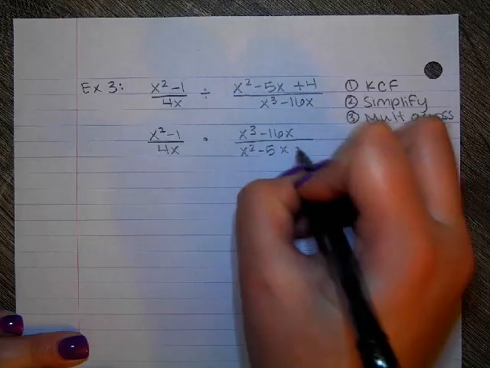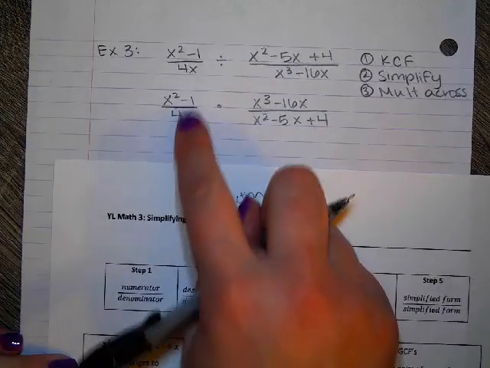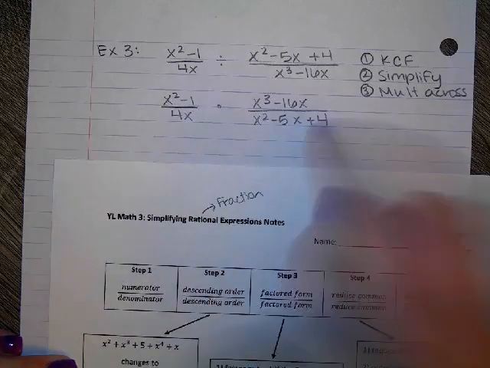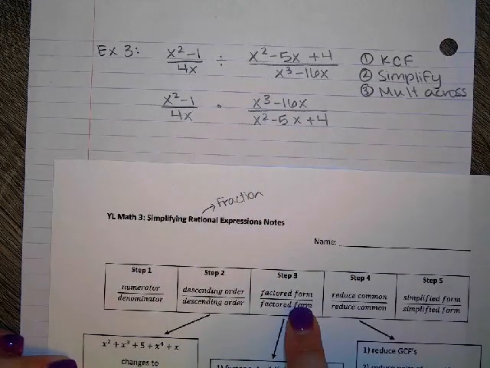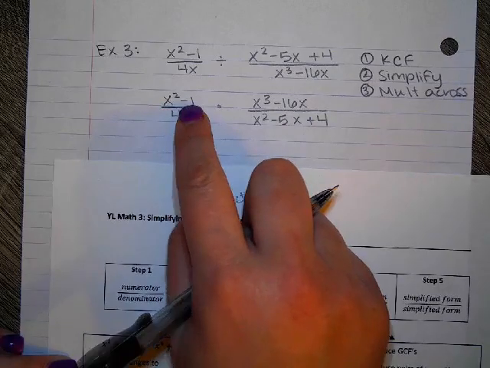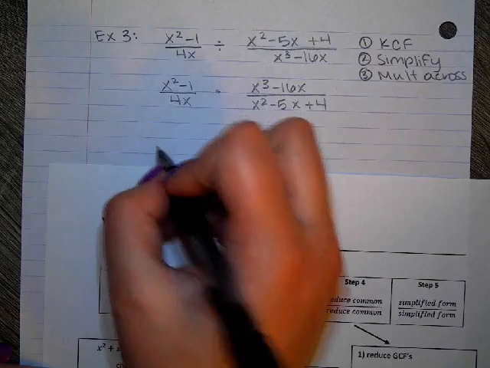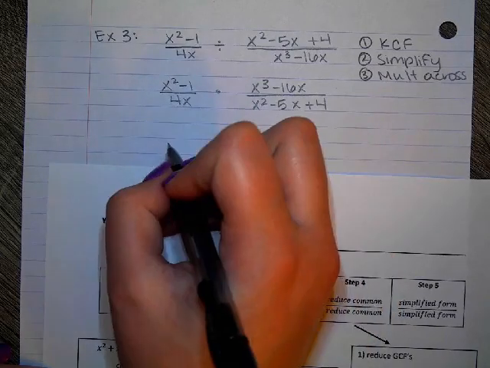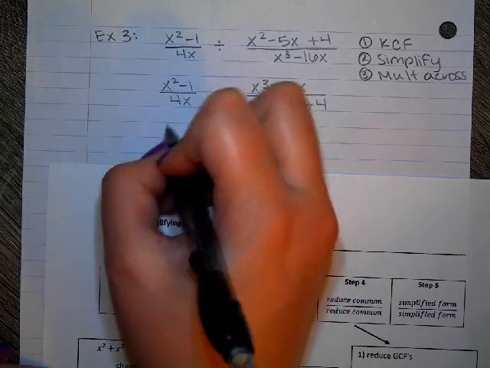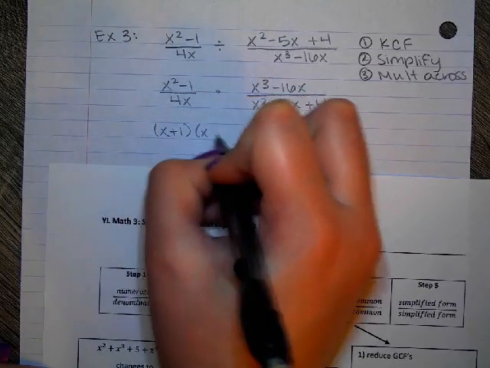All right, and now I'm remembering all my simplifying steps. Okay, so they're all in descending order like they should be. Yep. Now I gotta do my factored form. So this one is difference of squares. X squared minus 1 is difference of squares. So I'm gonna go ahead and write that. So I've got x squared minus 1, x plus 1, x minus 1, 4x.